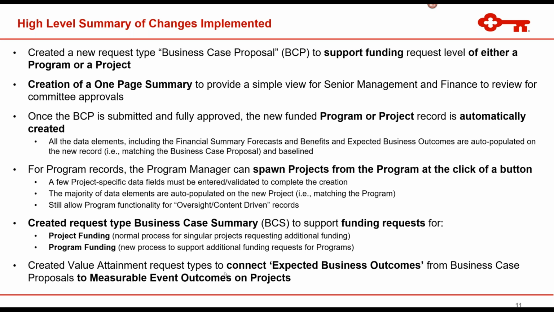Once the business case proposal is submitted and fully approved, the new funded program or project record, whichever is selected as part of the business case proposal, is automatically spawned. So all the pertinent data elements from the business case proposal, including the financial summary forecast and benefits, and the expected business outcomes, which is a table that we created on the proposal, are auto-populated on the new record so that they match what was on the business case proposal, and it's baselined. So all of that is done basically at the click of a button once the approvals go through.